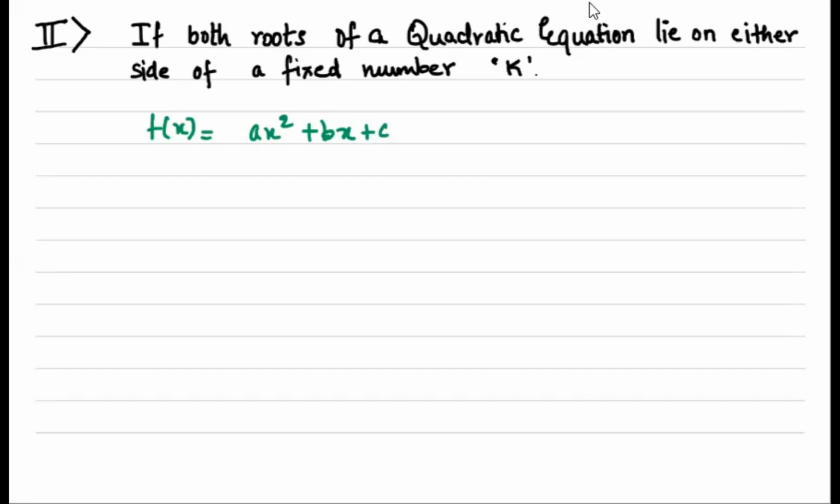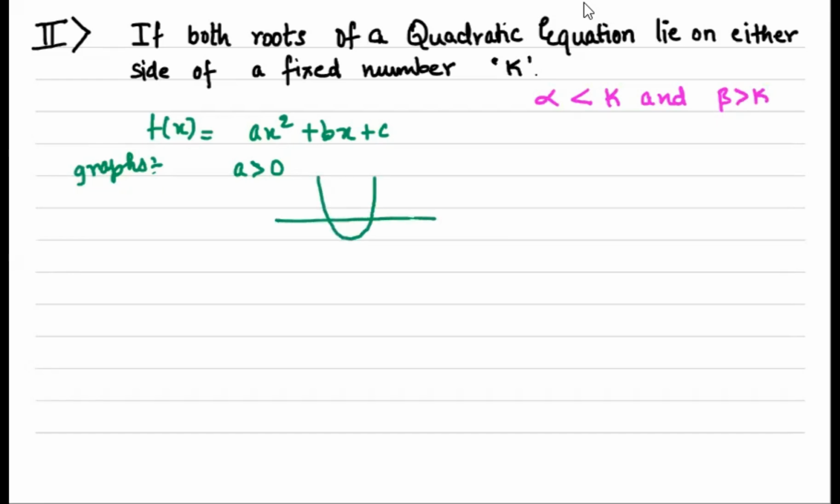Then it says it is greater than a fixed number. So here one condition is, what they try to mean is, one of the roots, alpha, is smaller than k and beta is greater than k. This is the case here. Now, if I talk about the graphs, all the exhaustive graphs of this scenario would be, let's take a greater than 0. So alpha is smaller than k and beta is greater than k. So the graph could be like this. Here it's alpha, this point is beta, and the fixed number here is k.